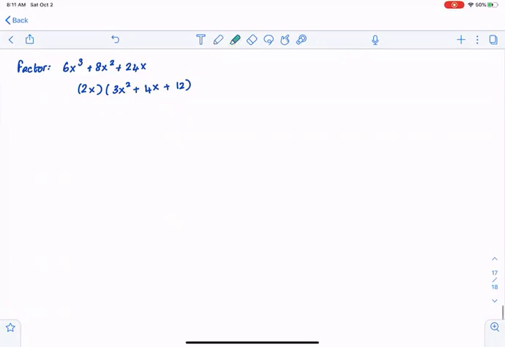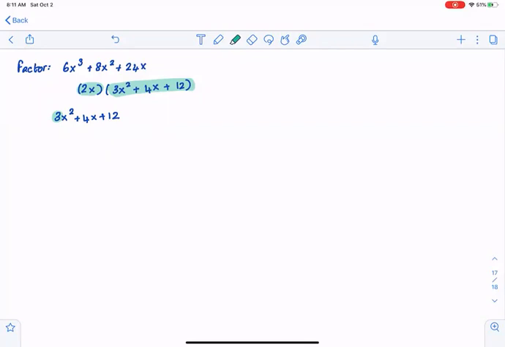So we have factored the original trinomial into that part and that part. So now we want to factor 3x squared plus 4x plus 12 further. If you look at 3x squared plus 4x plus 12, we don't have a 1 in front of x squared, rather it is a 3.